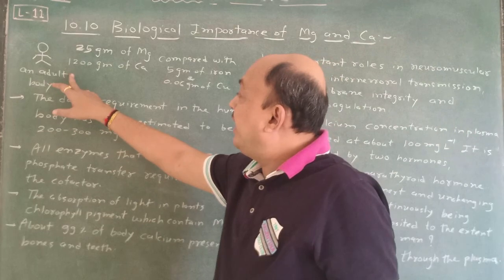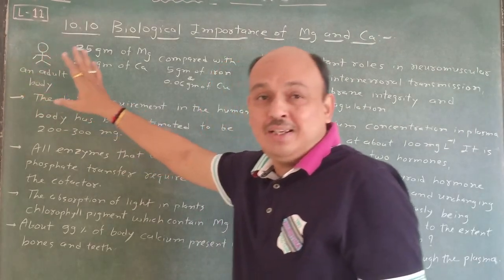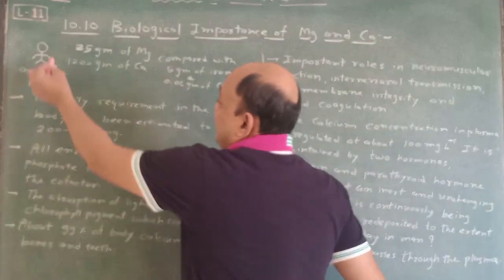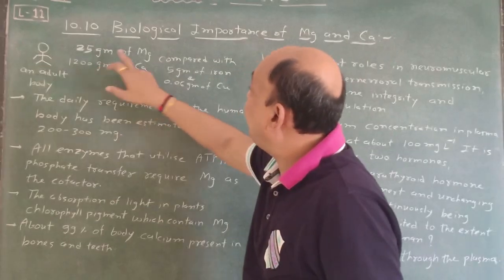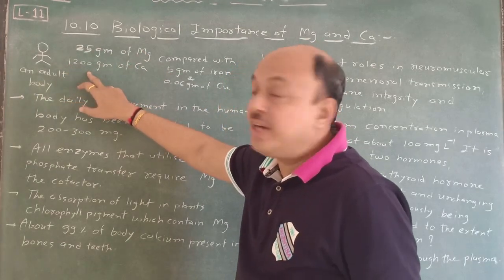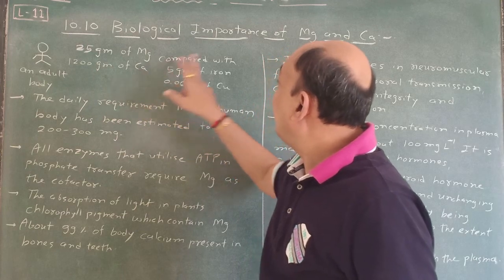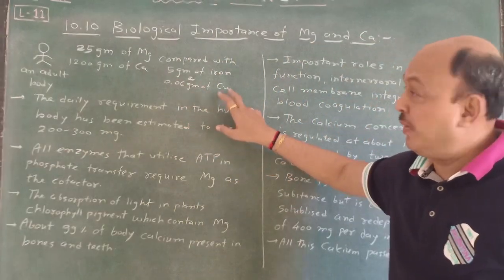Just see, this is one structure of the human body. In an adult body, there are 25 grams of magnesium and 1200 grams of calcium, compared with 5 grams of iron and 0.06 grams of copper required.